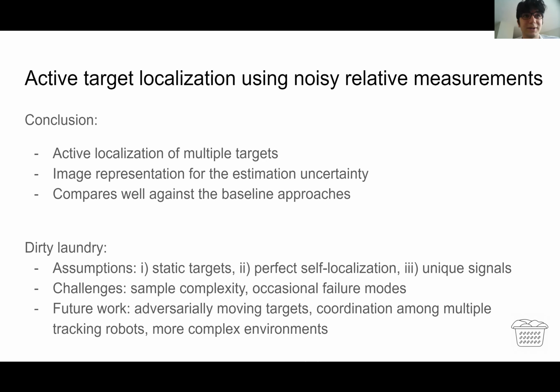Our dirty laundry includes several important assumptions. We first assume that the targets are mostly static and the self-localization of the sensor is perfect. And finally, we assume that there is no data association problem for the signals received from each target. In future work, we plan to focus on the case where the targets are moving adversarially. For multiple adversarial targets, we also plan to explore coordination strategies among multiple tracking robots. Finally, we would like to extend our method to more complex environments and 3D environments.